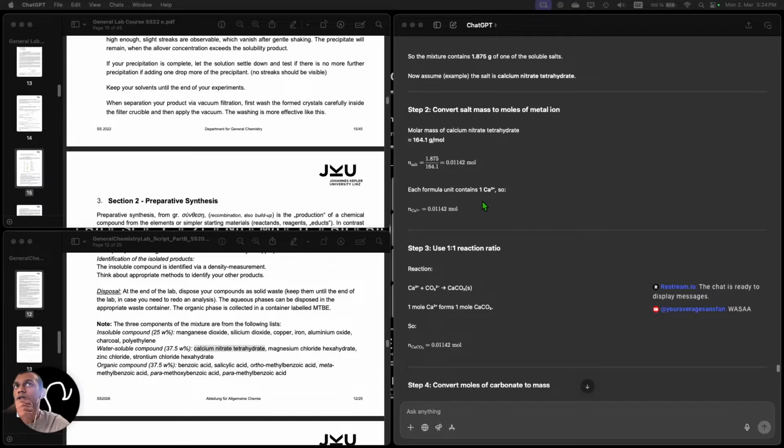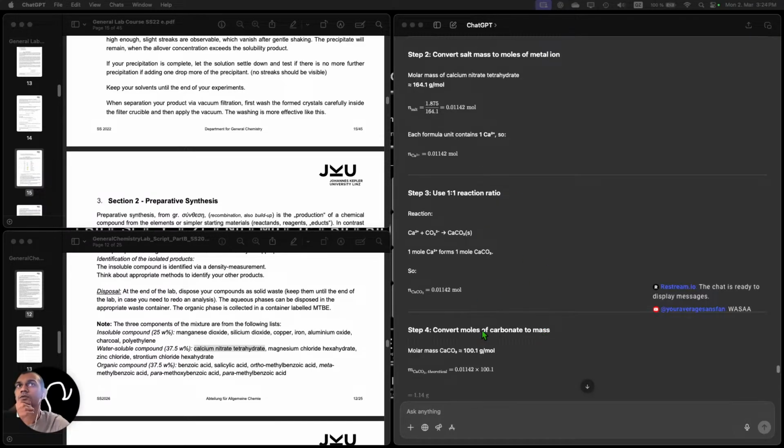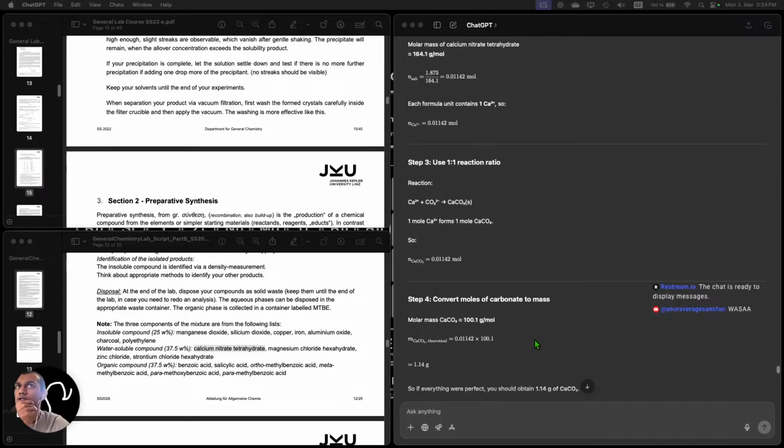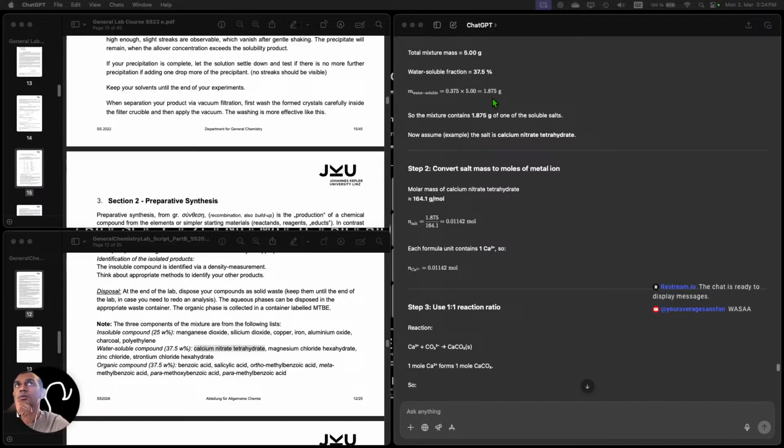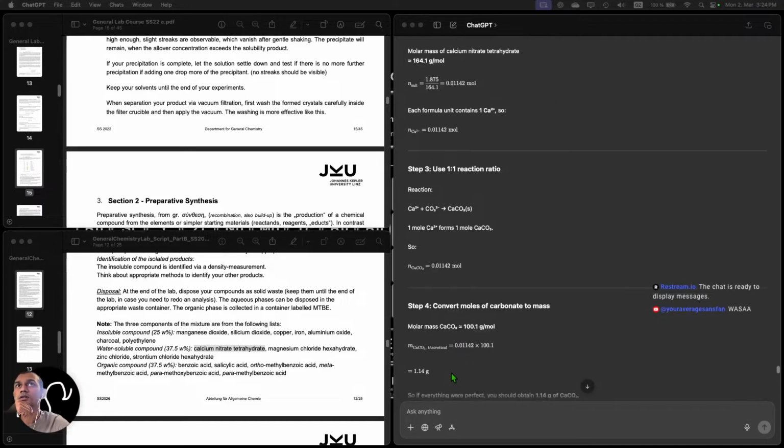Okay, so it's a 1:1 ratio, so convert the moles of carbonate to mass. We get 1.14 grams of carbonate. We should get 1.14 grams of carbonate. So it was 1.87.